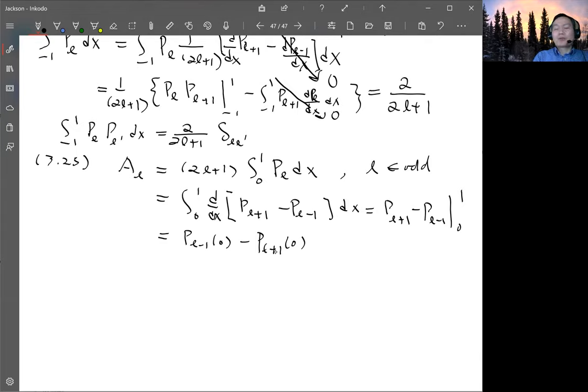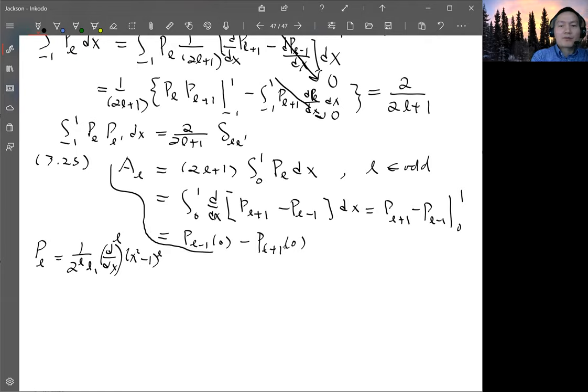So this A_L can be expressed as this. And this zero factor, we can actually use the Rodrigues formula to try to get that. So with Rodrigues formula, your P_L is 1 over 2 to the power L L factorial, d/dx to the L, times (x squared minus 1) to the L power. Okay, and now we try to evaluate at x equals to 0. Okay, and we know that only for L even, that would be non-zero. For L odd this would be 0 at x equals 0. So we choose L equals 2n.